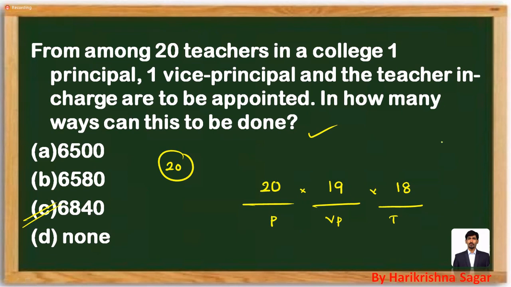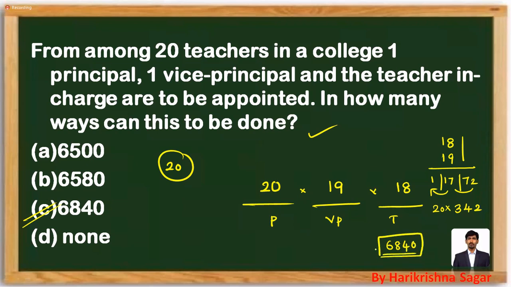So we can just observe 18 times 19. 9 into 8 is 72. 9 plus 8 is giving a result of 17. 1 into 1 is 1, plus 2 gives 24, and send this as carry, that is going to be 342. Into 20, that is 6840. Mark your answer as option C.